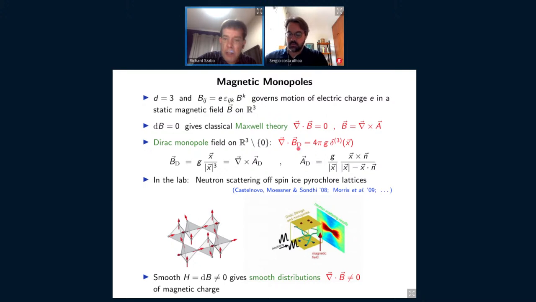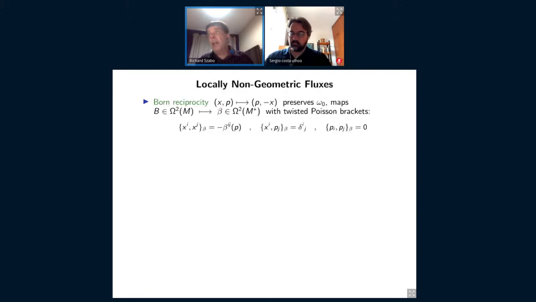And so this was the case where you have a really singular source of magnetic charge. More generally, we can ask what happens when we have a smooth distribution. If we have some smooth function on our space, not just a delta function supported at the origin, then this will give us a smooth distribution of magnetic charge. The ultimate goal is to try to understand how to work with these.